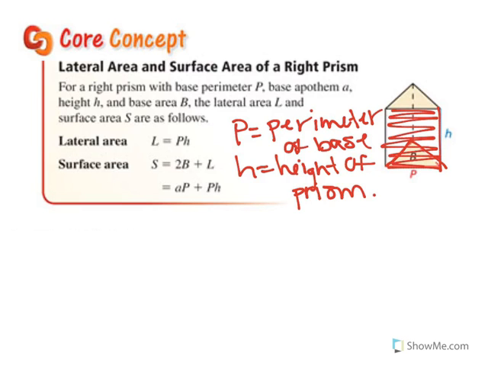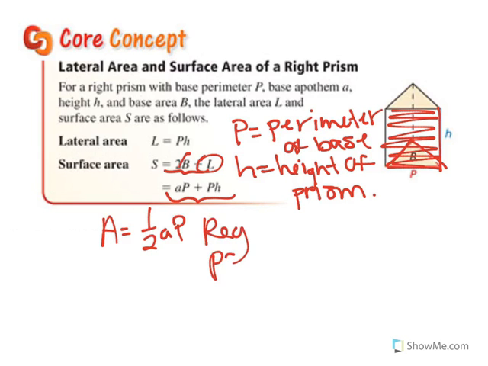Okay, so if you look at surface area, that means you're going to add in your two bases plus your lateral area. And where this formula comes from, basically they just took 1/2 AP, which is the area of a regular polygon, and they plugged it in for big B. Well, the 2's cancel out, so that's where the AP comes from. Lateral area we know is perimeter times height, so that's where they got the pH from.